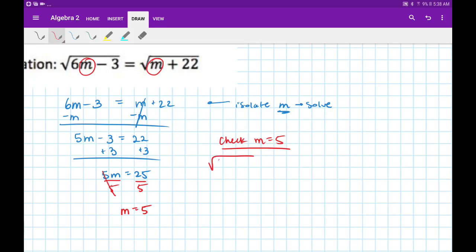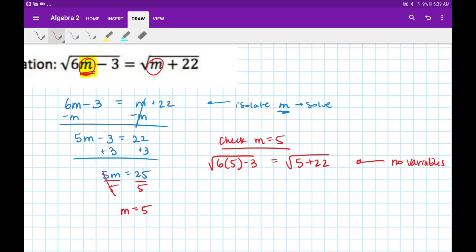So this is the square root of 6 times 5 minus 3 equals the square root of 5 plus 22. The most common mistake kids make is only plugging it into the first spot that they see, and leaving the other one as m, which is incorrect. It needs to be plugged in. There should be no variables at this point. If you see an m still in your equation, you need to go back and plug in 5 instead.